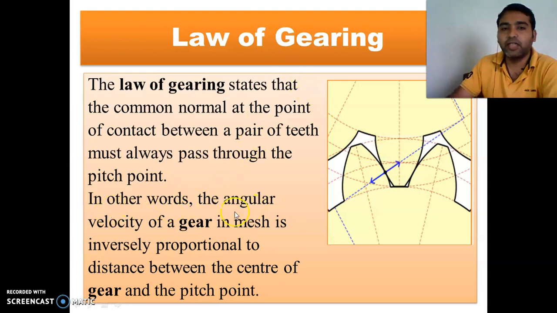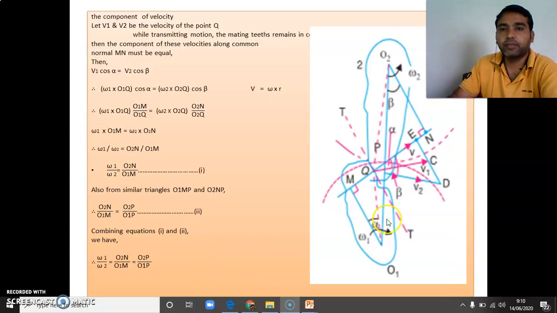In other words, the angular velocity of gears in mesh is inversely proportional to the distance between the center of the gear and the pitch point. So how do we get the equation?